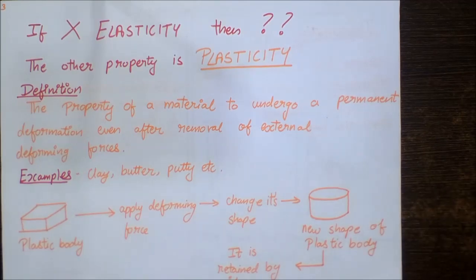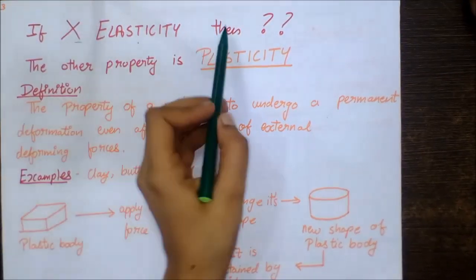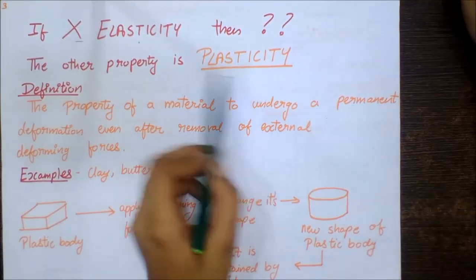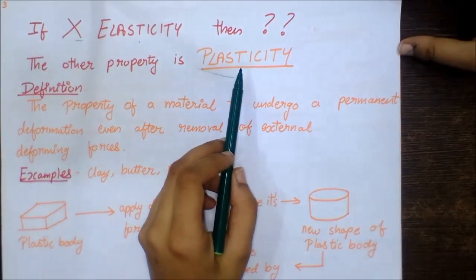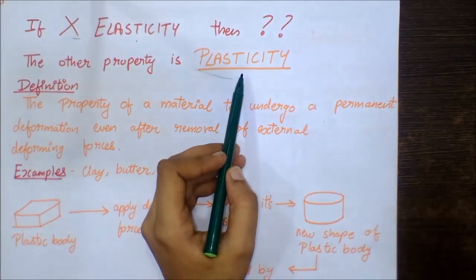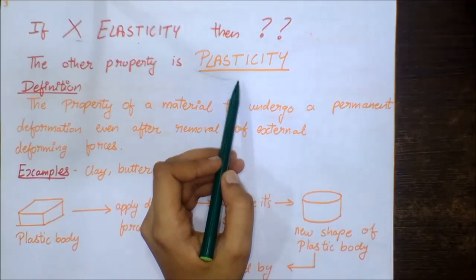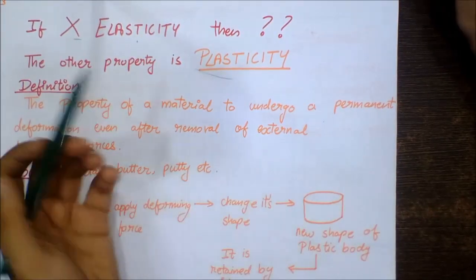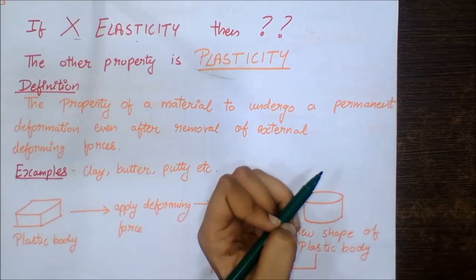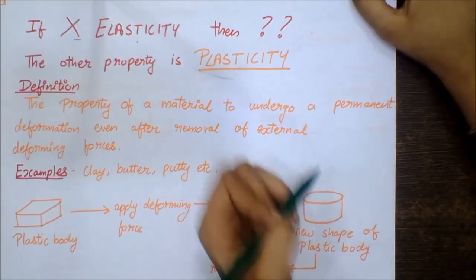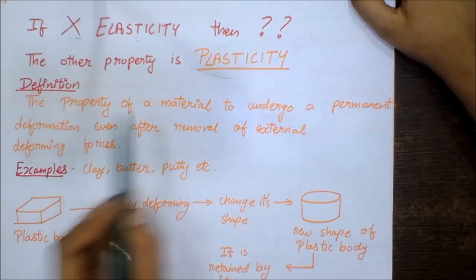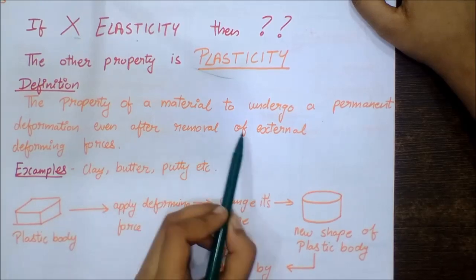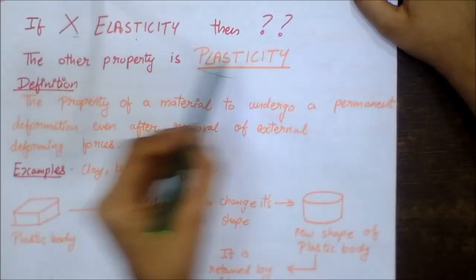So now the question is, if they do not possess elasticity, then what property do they possess? The other property that materials like butter have is plasticity. Now what is plasticity? A plastic material, which does not possess elasticity, will undergo deformation, and after going under deformation it will never regain its original shape or size. Let's see the definition. The property of a material to undergo a permanent deformation even after removal of external deforming forces is called plasticity.